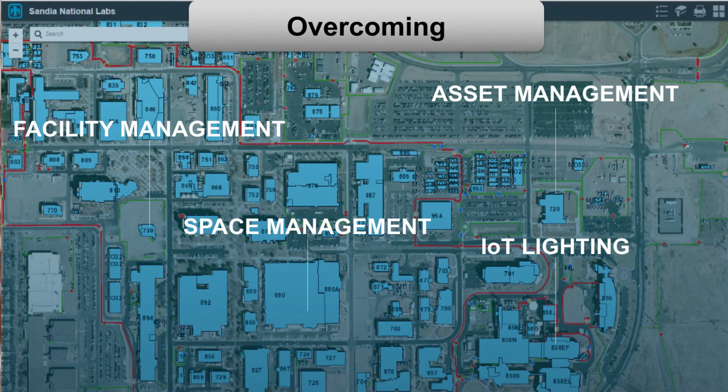Tackling one project, issue, or need at a time, such as facility management, space management, asset management, or IoT lighting to make your installation smarter becomes less daunting. You have options to build off of what you already have. You can work with Esri or Esri partners to move your facility or installation to be smarter. You can implement quick solutions to realize savings of time, resources, and money.